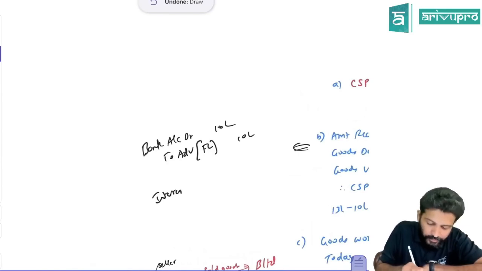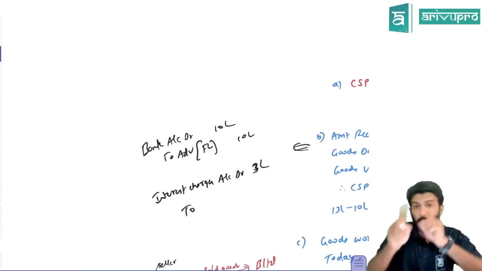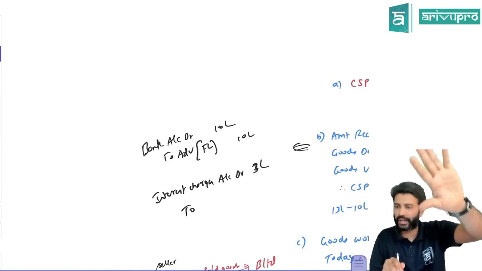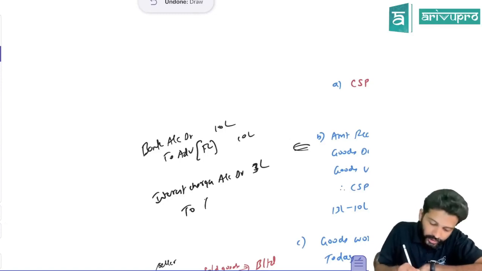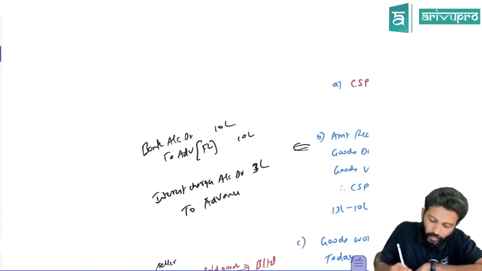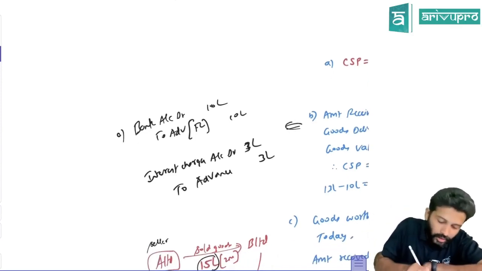So they will pass the journal entry: interest charges account debit, 3 lakh rupees. Okay, every year there is a breakup. You have to put up an ACM table over here, that will give you each year's interest. I'm not getting into that. Total interest for 2 years is 3 lakh. So interest charges account debit to advance account, which is 3 lakh. That means what is the balance in advance now? 13 lakh.